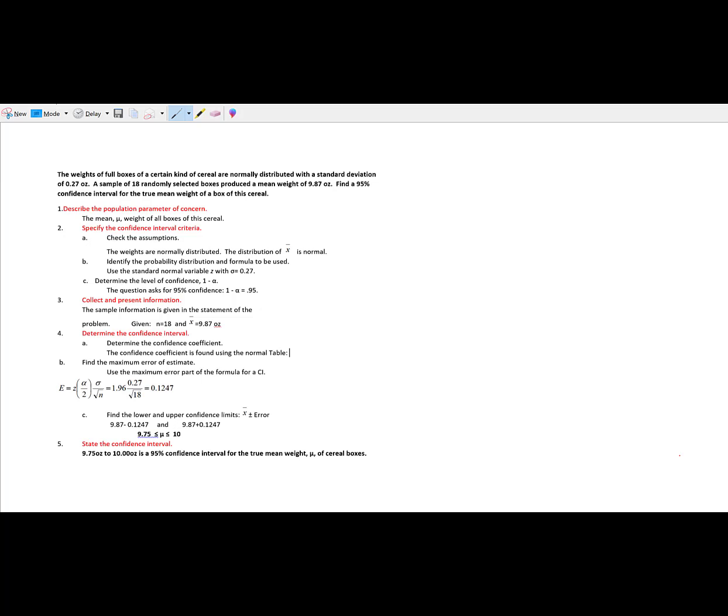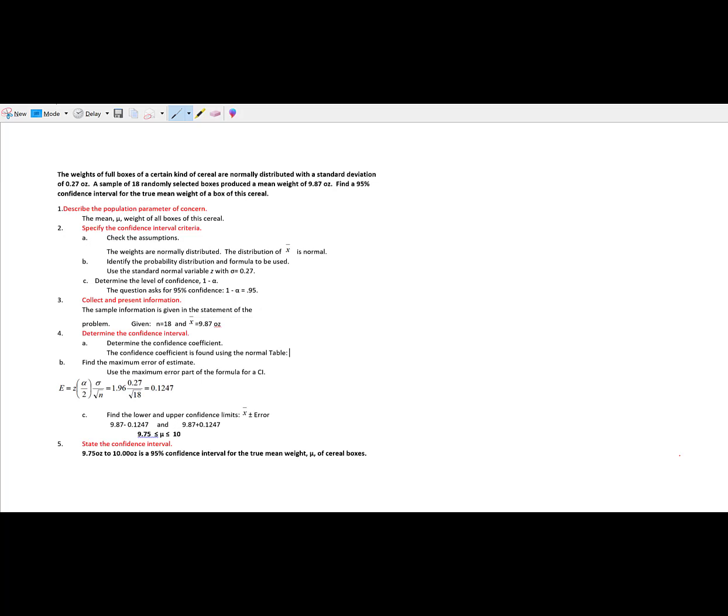Step 2 is to specify the confidence interval criteria. And we need to check the assumption first. The weights are normally distributed. It's already mentioned in the question that the weights of full boxes of a certain kind of cereal are normally distributed.